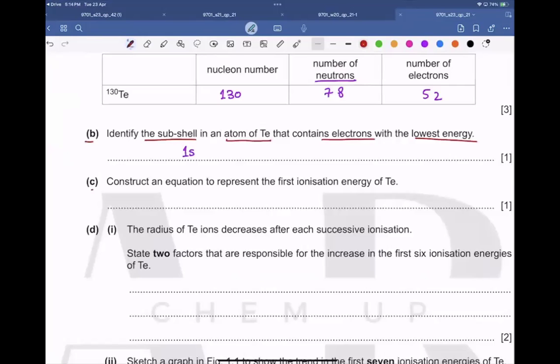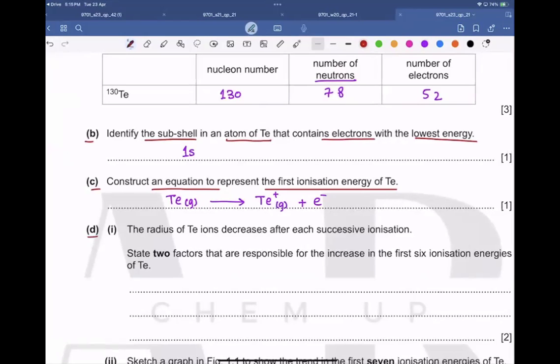Now, C part. Construct an equation to represent the first ionization energy of tellurium. For first ionization energy, if you guys recall, 1 mole of an atom in the gaseous state turns into 1 mole of a +1 charge gaseous ion, losing 1 mole of electrons. So that's how we will write the equation which represents the first ionization energy for any element.